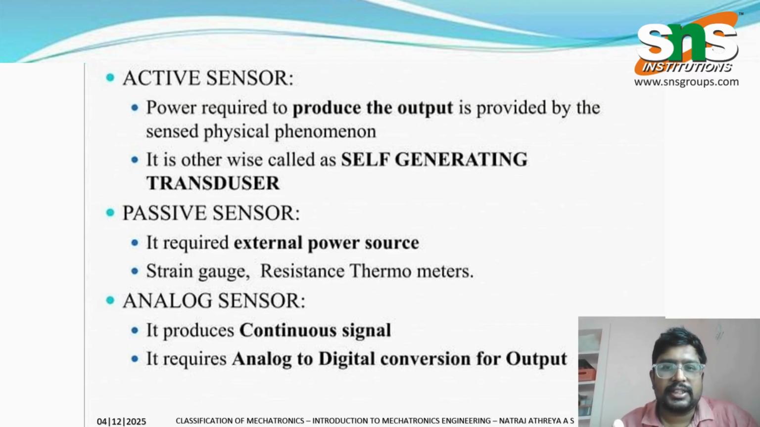These sensors do not require a battery or a wall socket, so they produce their own output, and this output corresponds to the sensed physical phenomenon. So such sensors can be called self-generating transducers. They are actively generating their own output. Passive sensors work when you give them an external power source, for example strain gauges, resistance thermometers, and so on, where you give the power or the supply.